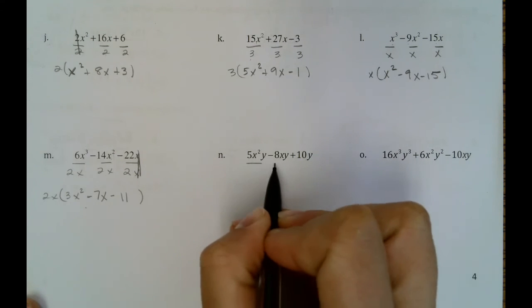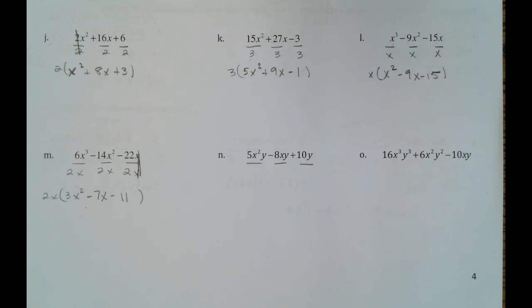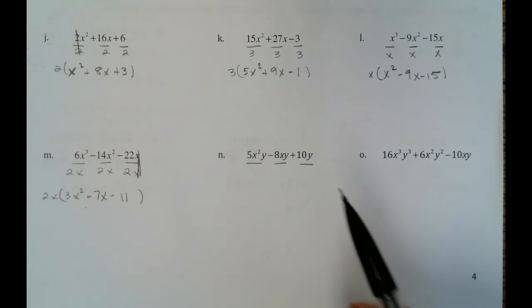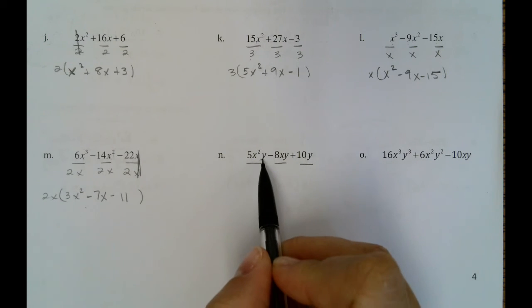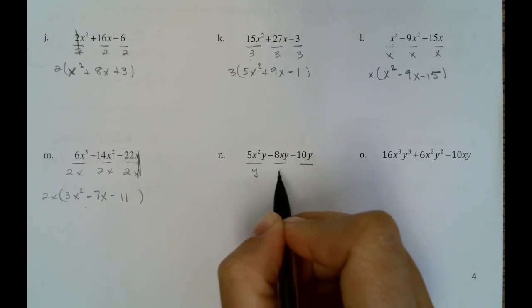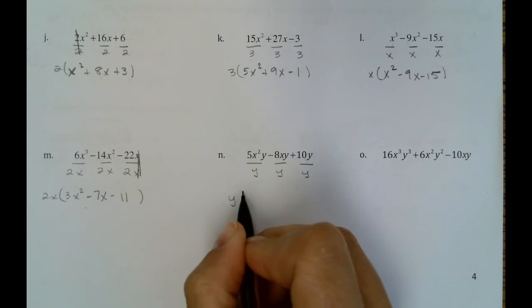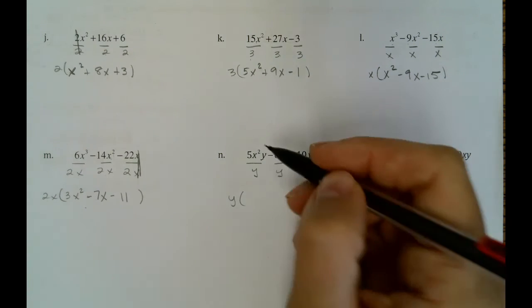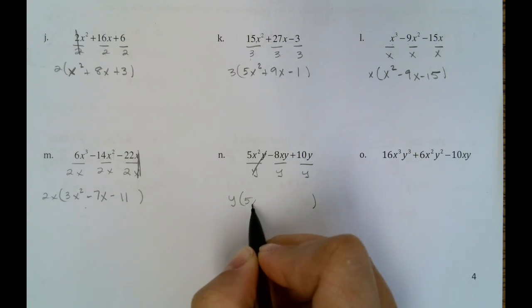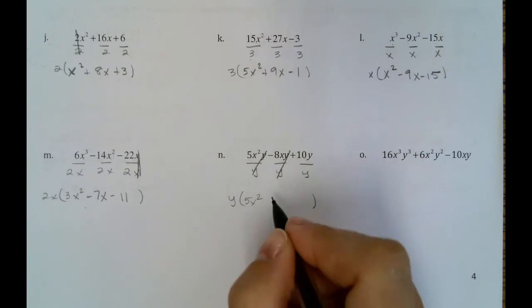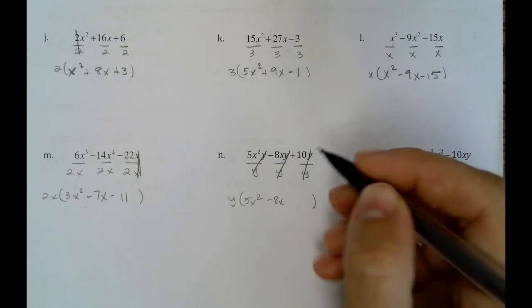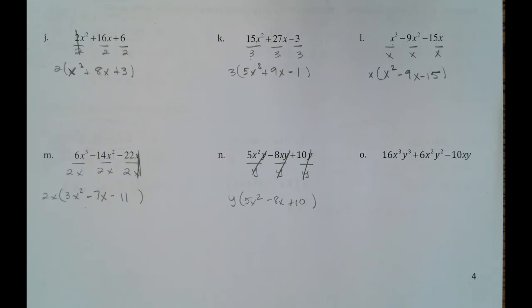Okay, letter N. What's in common here? 5, 8, and 10 don't have a number in common, but if you look, each term does have a y. So we're going to divide out y from each term. So we're left with 5x squared minus 8x plus 10.